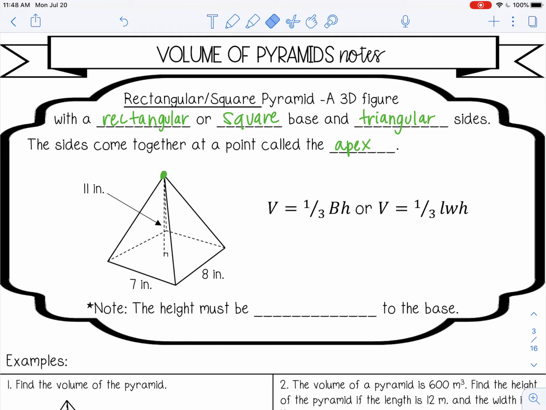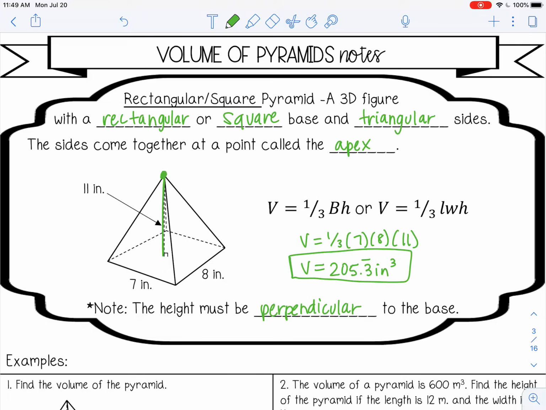All right, so let's find the volume of this. This would be a rectangular pyramid. So length and width, it doesn't really matter which order you put those in. And the height is always straight up in the air. It's always perpendicular to the base, so it has to make a right angle with the base. All right. So you can type all that in your calculator, or you can just type 7 times 8 times 11 in first, and then you can divide that by 3. That's 1/3 of it. And that gives you 205.3 repeating inches cubed.